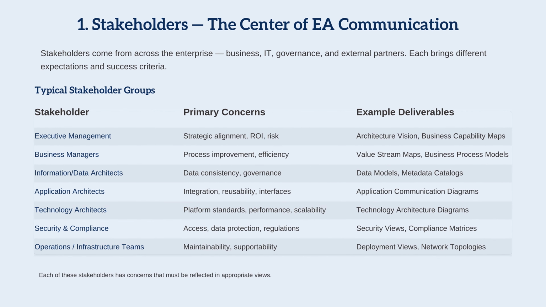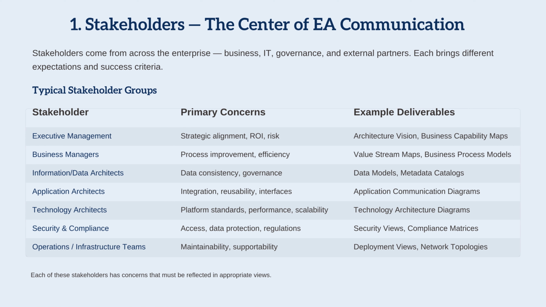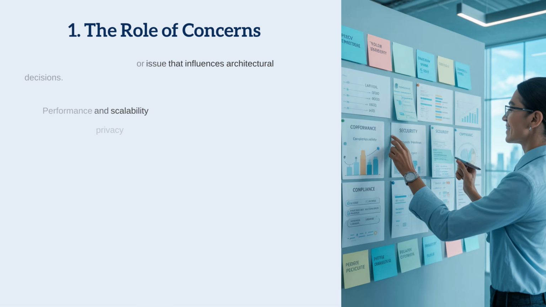Stakeholders, the center of architecture communication. Every architecture serves people with different goals. These are our stakeholders. Typical stakeholder groups include executives who care about business alignment and ROI, business managers who look for process efficiency, data and application architects who need clear interfaces and governance, technology architects who worry about performance and standards, security and compliance teams who demand risk control, operations who require maintainability and support. As architects, we must identify each stakeholder and their concerns early in the ADM to ensure every concern is addressed by an appropriate view.